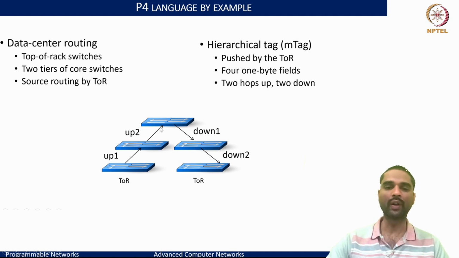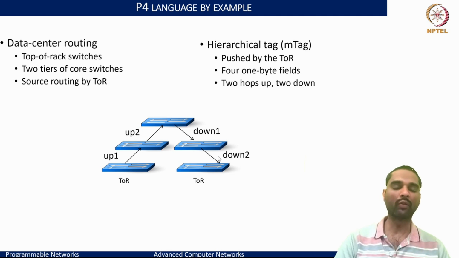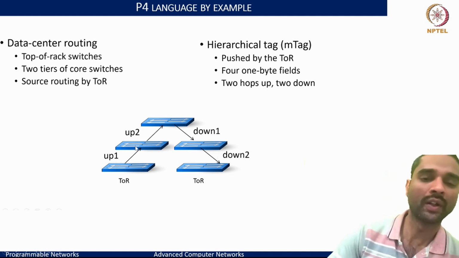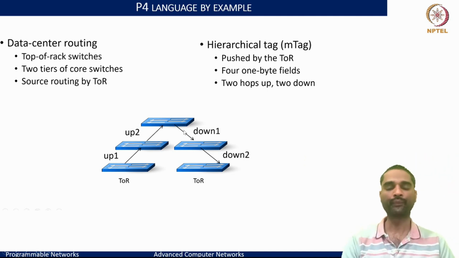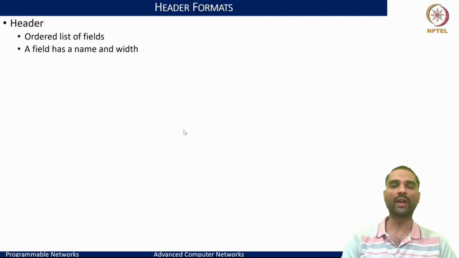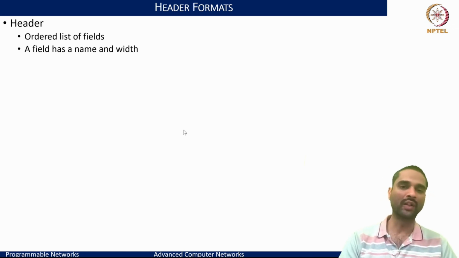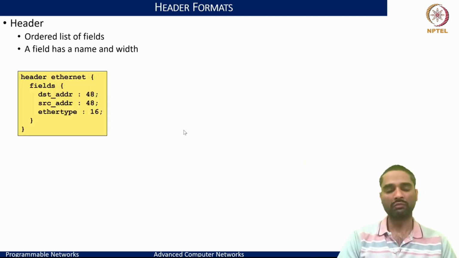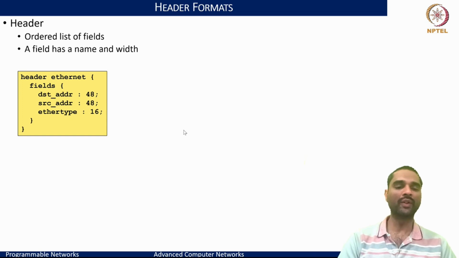So it's up, down, down, which can be encoded as 4 bytes and be padded onto the packet header, and as each stage takes a packet, it would take out the first and then look at the next header and then forward it accordingly. So if we have to build such an aspect, first we have to look at the header format, which is basically the ordered list of fields, each with a field name and the width. And again, we start with layer 2, which will be destination address, source address, and ether type of 48, 48 and 16 bits.